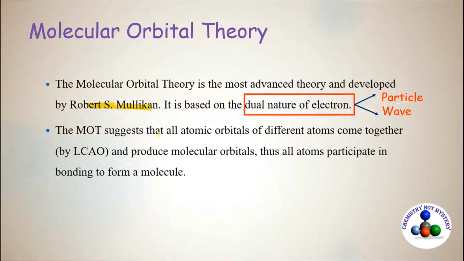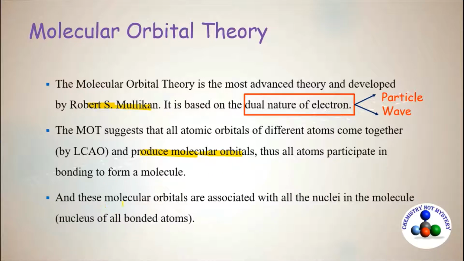Molecular orbital theory suggests that all atomic orbitals of different atoms come together and they produce molecular orbitals. Thus, all atoms participate in bonding to form a molecule. These molecular orbitals are associated with all nuclei in the molecule. If it doesn't make any sense to you, just wait and have patience. You will understand everything about molecular orbital theory.